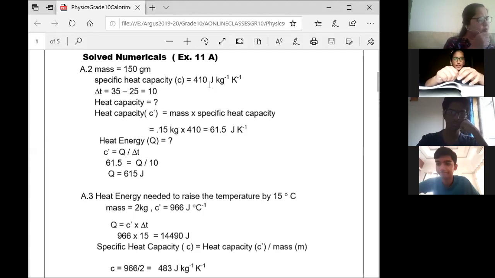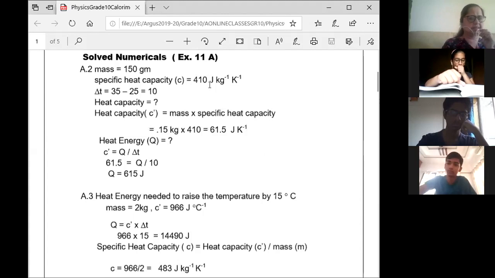Now calculate the heat capacity, and how much heat energy will be required to raise the temperature from 25 degrees to 35 degrees Celsius. So that is also given, that we have to know the heat energy. Now first we have to find heat capacity. Now heat capacity and specific heat capacity, there was one relationship I had told you.